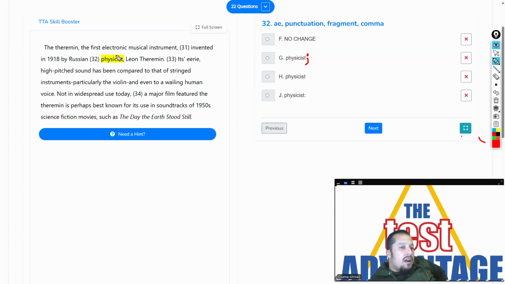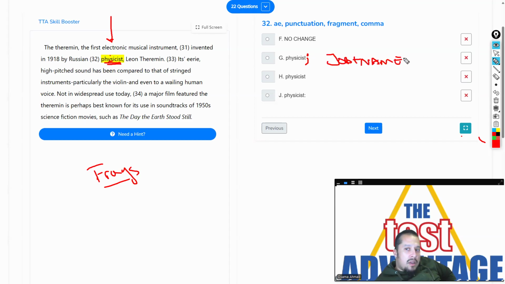Okay. What part of speech is this? Think about it in terms of fragments. Now remember, if I use a comma, I separate dependent and independent, or dependent when dependent, right? I want you to remember this one thing: job plus name equals no punctuation. That's the first thing. For example, Russian physicist, job plus name, we don't put punctuation.